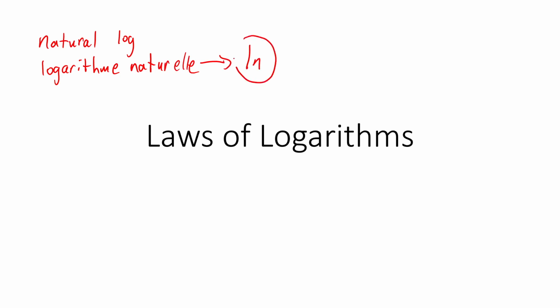Now, you'll notice your calculator has an ln button. What ln means is log base e, and e is specifically an irrational number that's approximately equal to 2.718. So when you see in your calculator the ln button, that means log base e, where e is roughly 2.718.